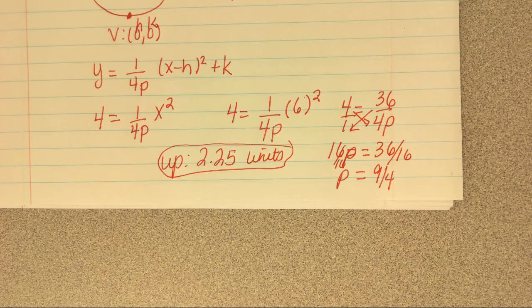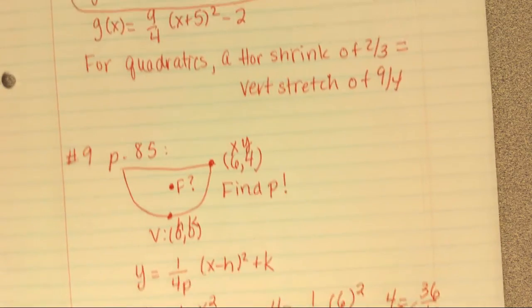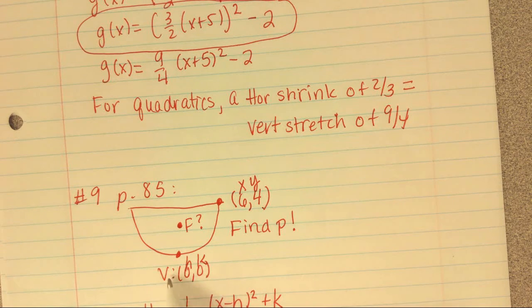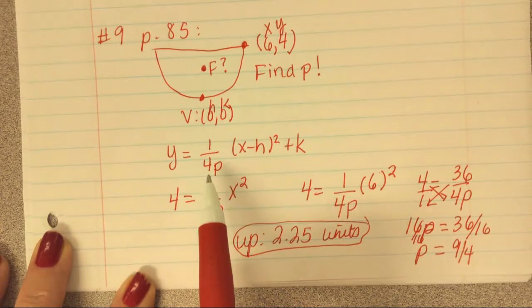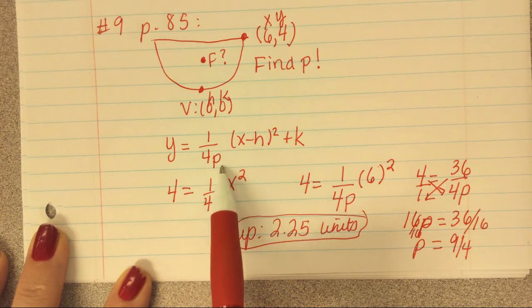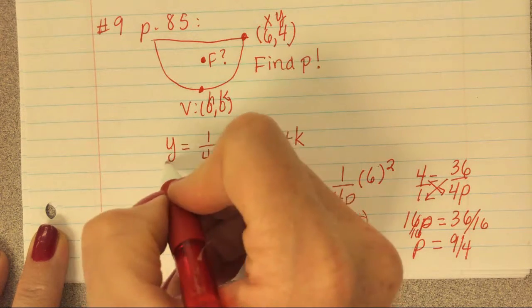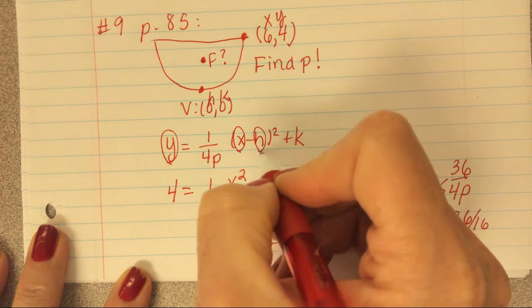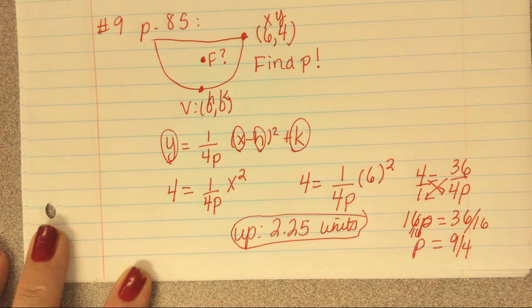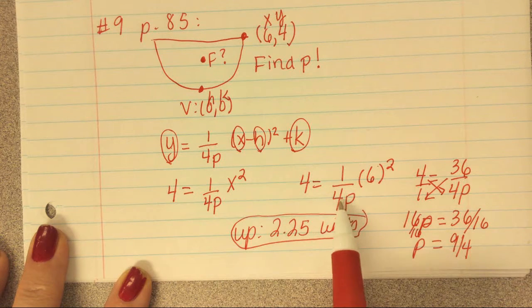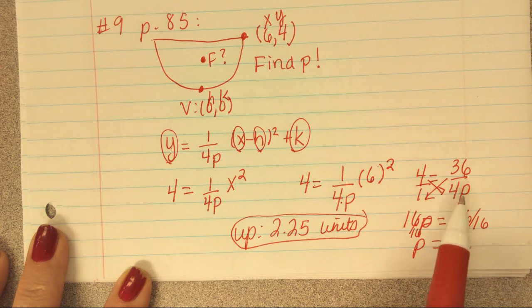Let's talk back through one more time what we did. So the vertex was at (0, 0). Here's our point at (6, 4). Did you understand how we got the point? Okay, and we then just wrote out our formula, which was y equals 1 over 4p times (x minus h) squared plus k. We substituted in for y, for x, for h, and for k. I forgot to do the x, so I had to come over here and do it. But then we were able to cross multiply and solve for p, and then we could figure it out.